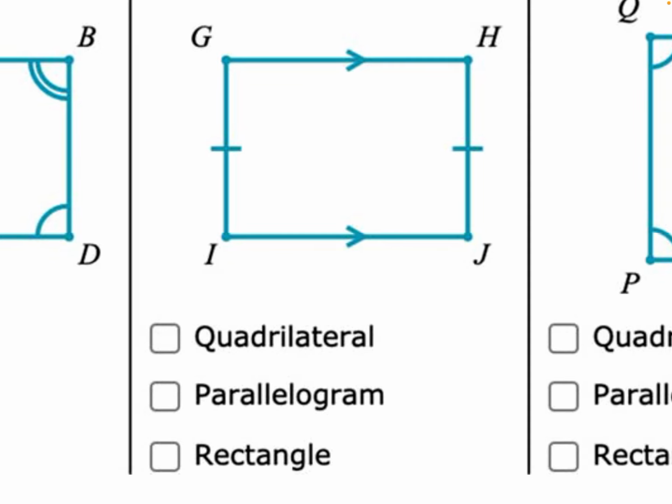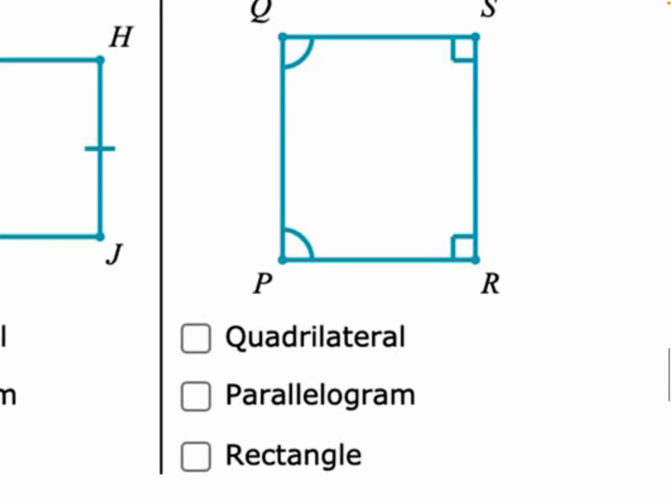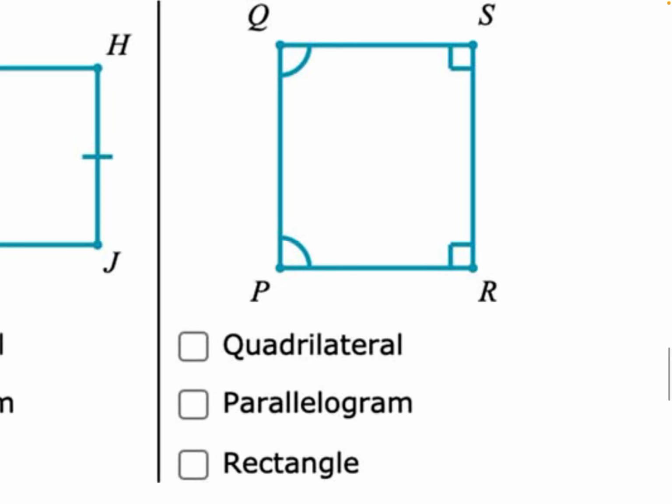Next one. This one is going to be just a quadrilateral. It doesn't have anything that would make it a parallelogram or a rectangle. There is a rule for a parallelogram that one set of opposite sides has to be congruent and parallel, but that's not where those markings should go. They should be on the same lines. So those 2 tick marks should be on the top and bottom instead of the 2 sides for it to be a parallelogram.